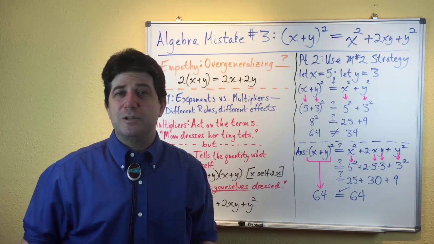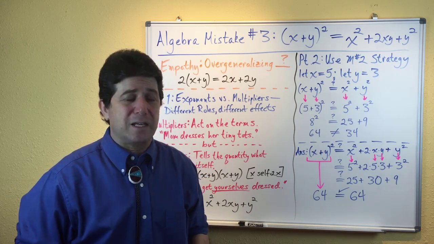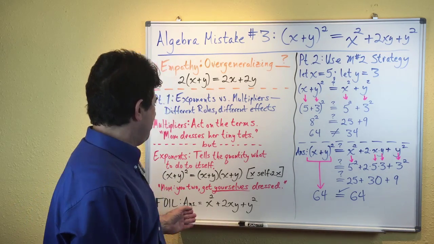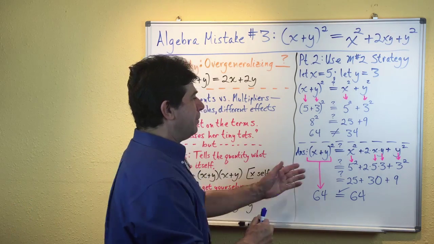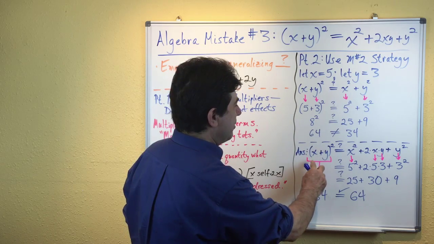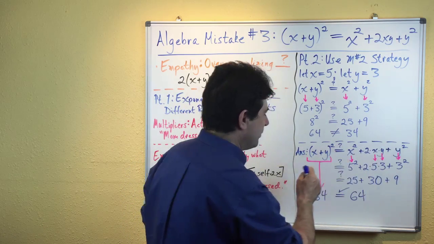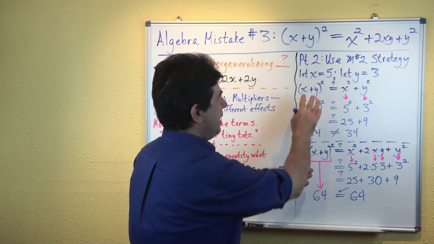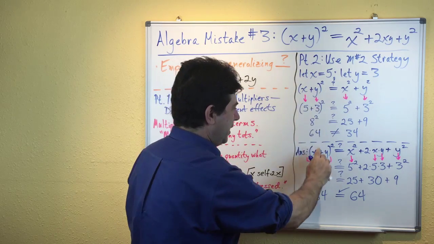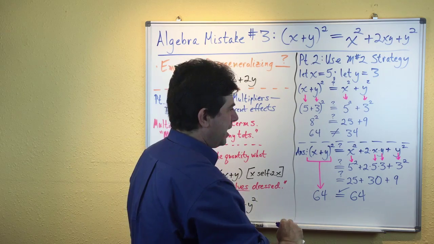So let's let the students check and see if it is in fact equal to what we say it's equal to through foiling. So we'll do the same plug-in strategy, checking out if x plus y squared equals x squared plus 2xy plus y squared. So we know the left side by having done the plug-in here. We know that the left side is 64. We don't have to check that again.